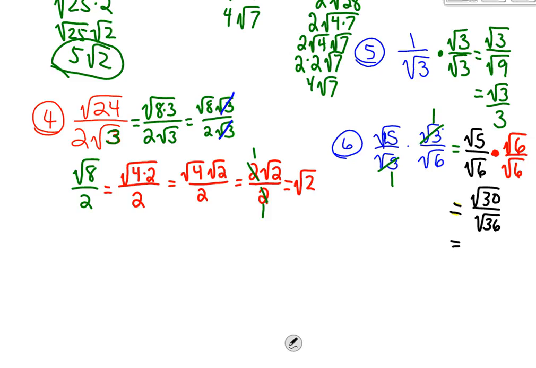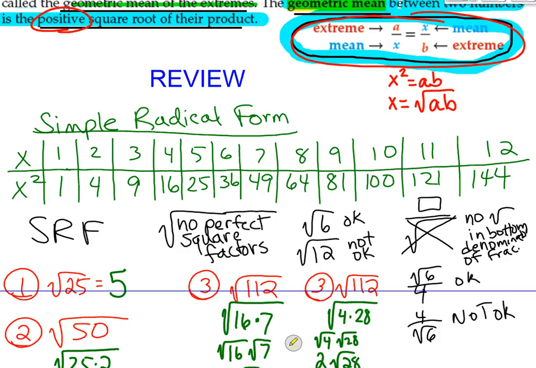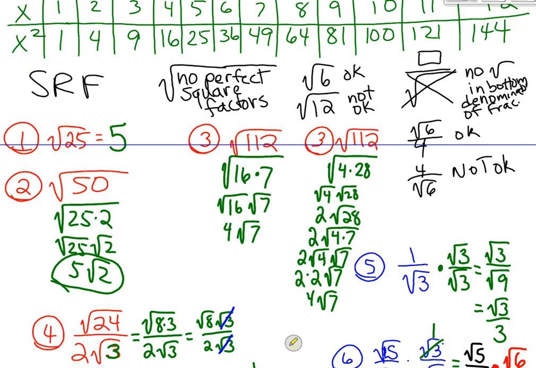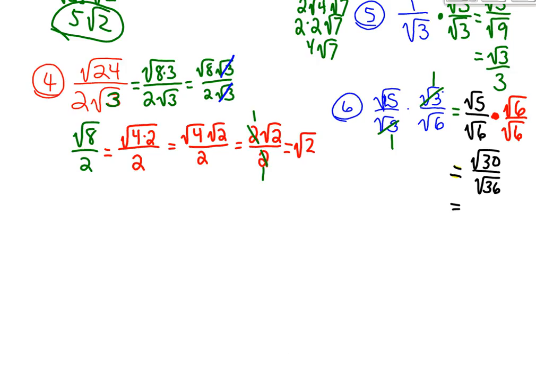I want to think to myself, is there a perfect square factor that goes into the square root of 30? Does 4 go into 30? No. Does 9 go into 30? No. Does 16 go into 30? No. Does 25 go into 30? No. 36 is over that, but 36 is a perfect square for our denominator, or bottom of the fraction. So when I go back here, that square root of 30 just stays the square root of 30, and the square root of 36 becomes plain old 6.